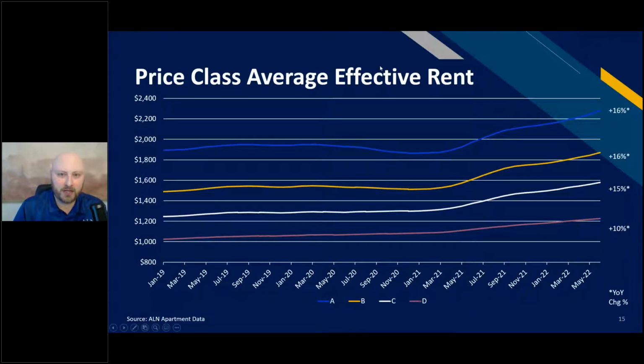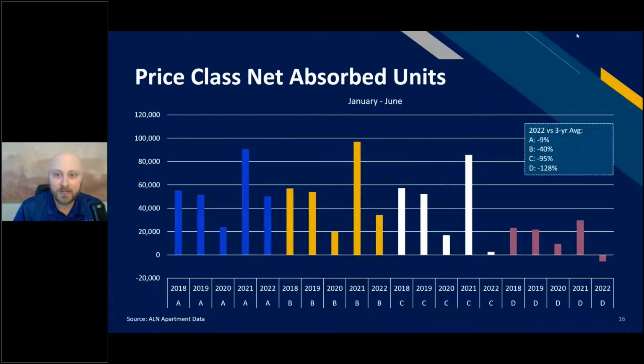So, zooming in a little bit on the demand change. Here we're looking at the last 5 years, January through June, so first half of the year for each year, and net absorbed units by price class. Again, I know there's a lot on here to look at, but a couple of things I wanted to point out for you: one, across the board, absorption is down this year compared to the first half of last year. And also you'll notice that for Class C and for Class D, this year's absorption through June is pretty significantly outside of the range that had been established in those previous years.